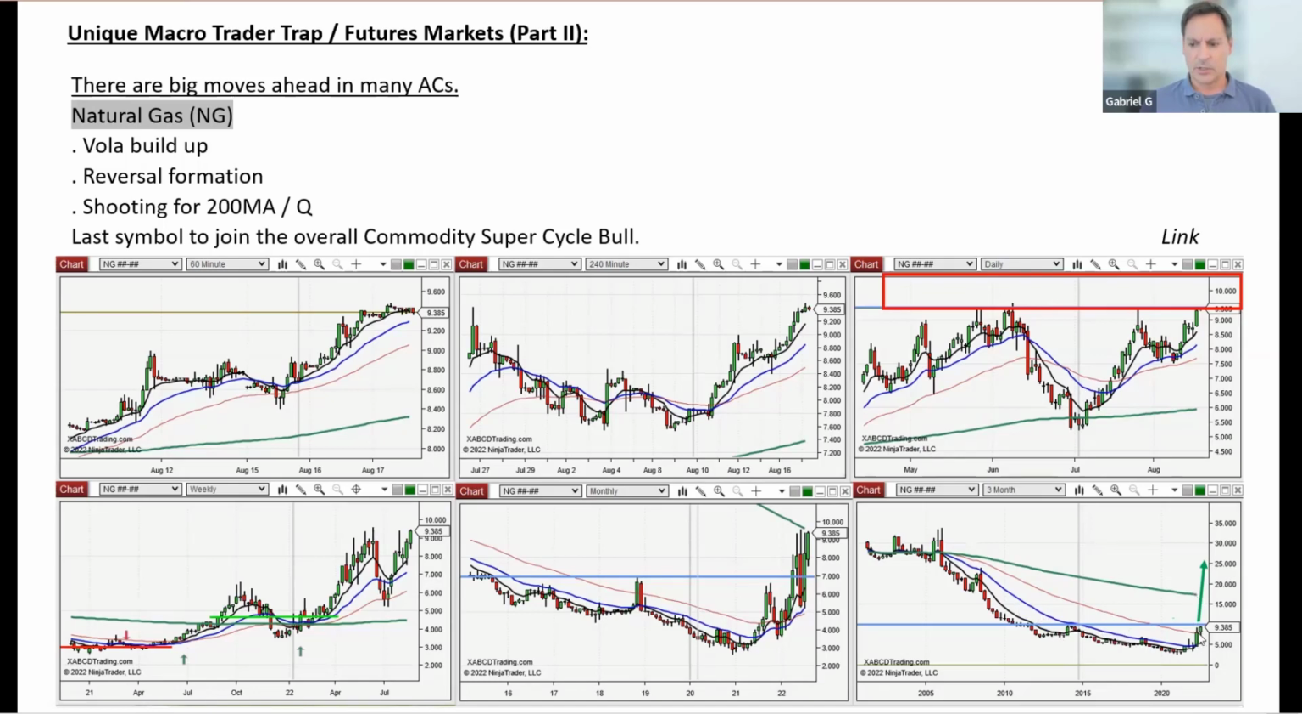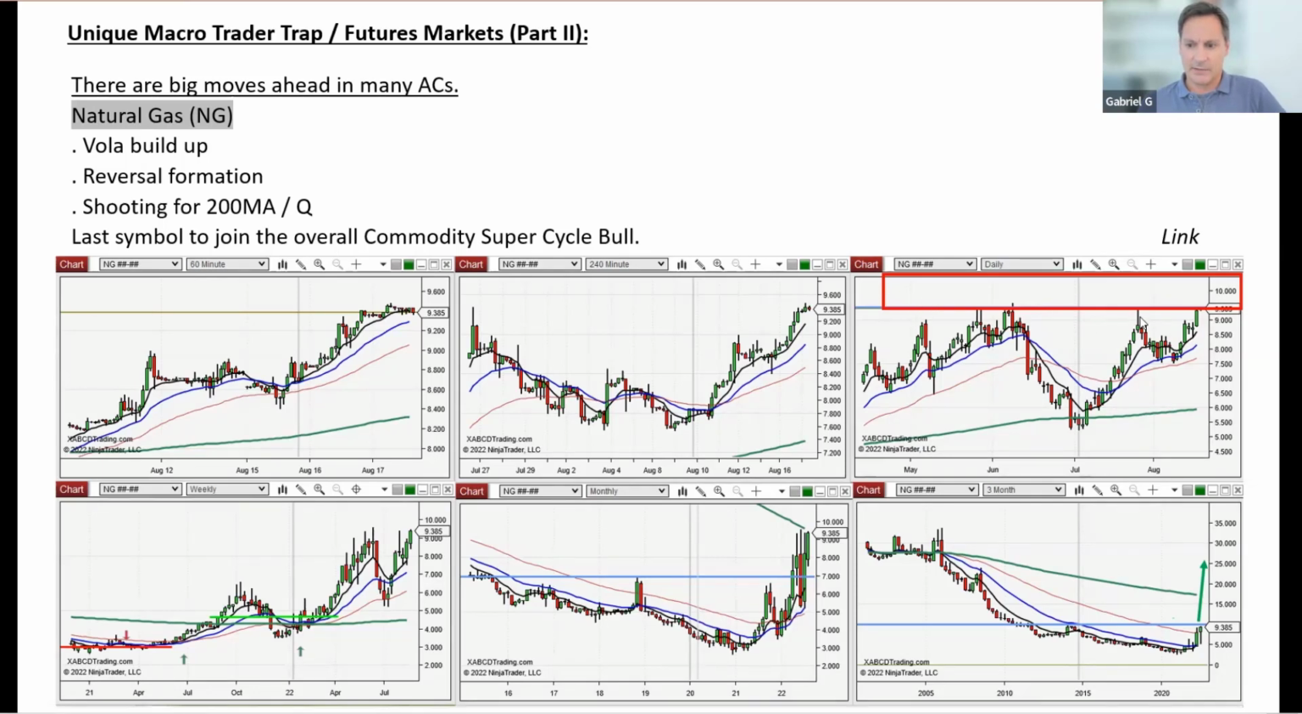And now, the bulls basically are shooting for the 200 moving average. So here we've got the opportunity, and here we could spike this 200 on the monthly. So the opportunity here as well is for a big move higher. Natural gas is basically the last symbol of those commodities we trade to get into its commodity super cycle bull. So let's just observe the markets over the next couple of days or weeks.